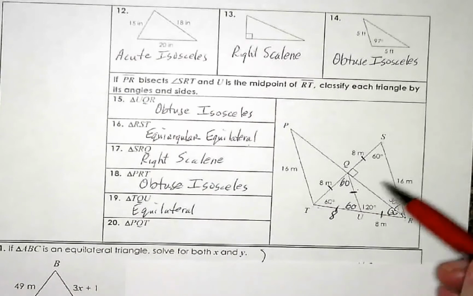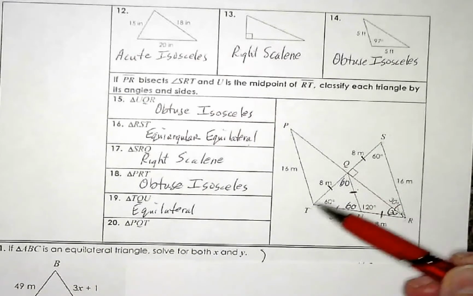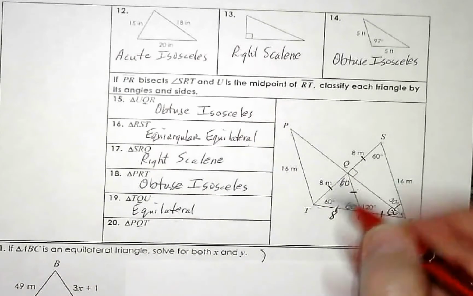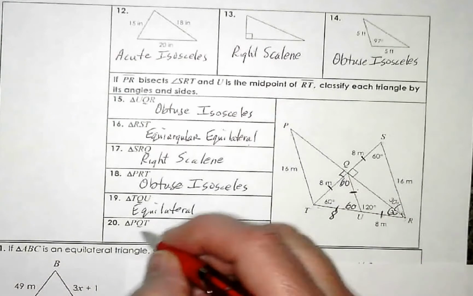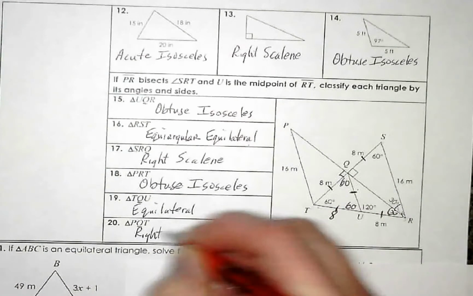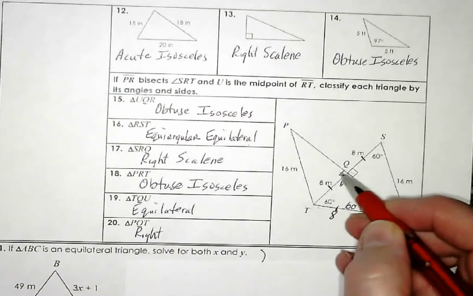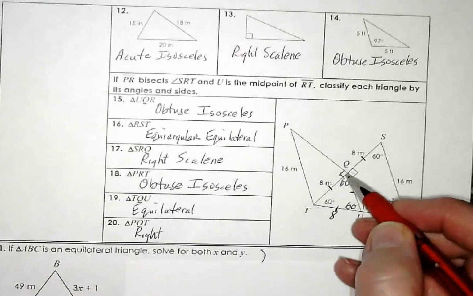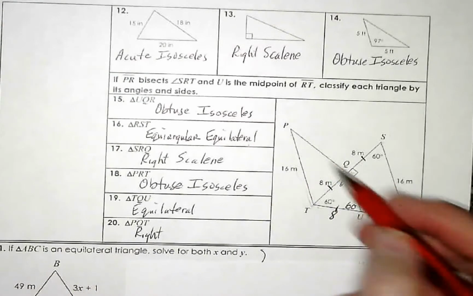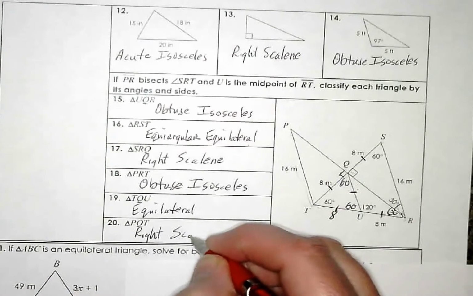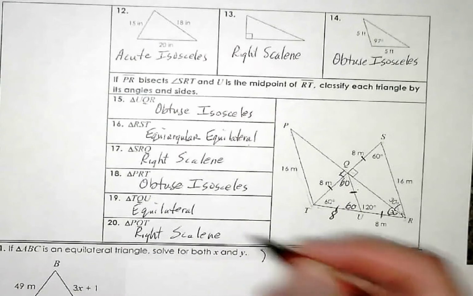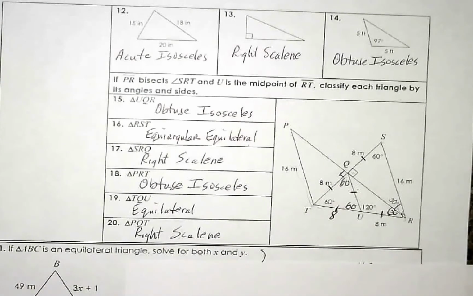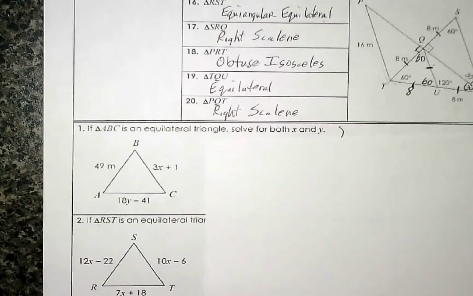And last one, PQT, this one right here. Okay, that's going to be a right angle, because if it's vertical right there, that's going to be a right angle. Again, the sides are 8 and 16 and don't know, that's scalene. Okay, so that's how you go about identifying or classifying triangles by angles and sides. We're going to use some of those definitions now to help us solve some problems.